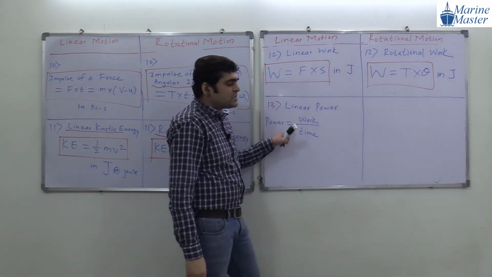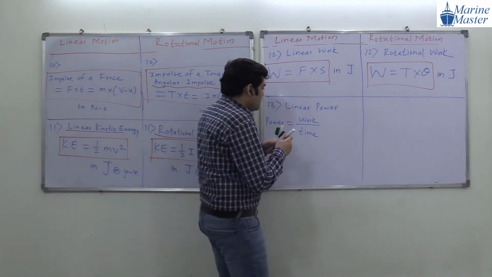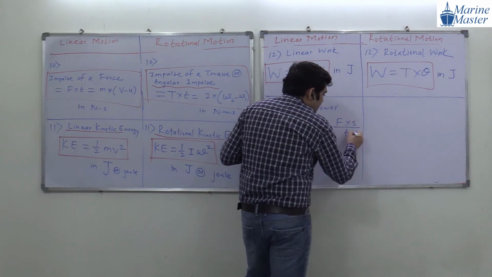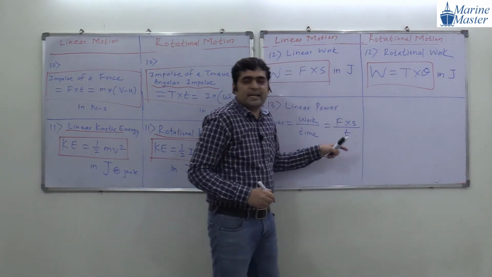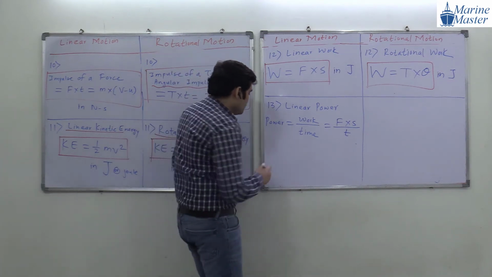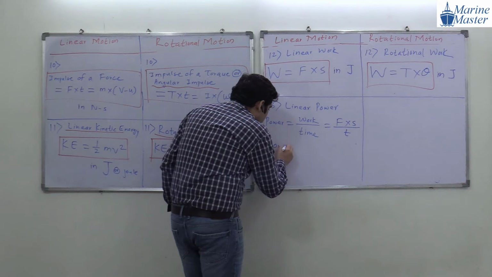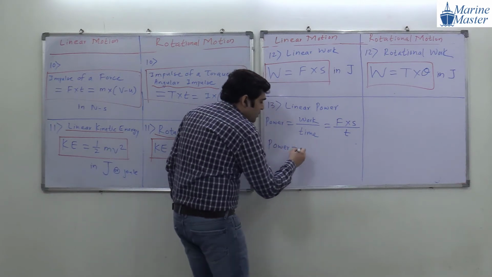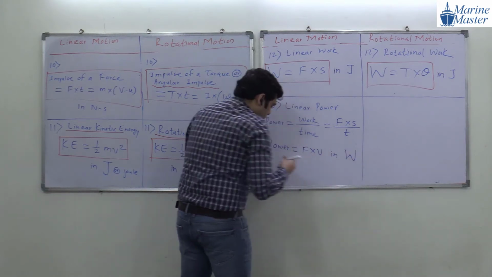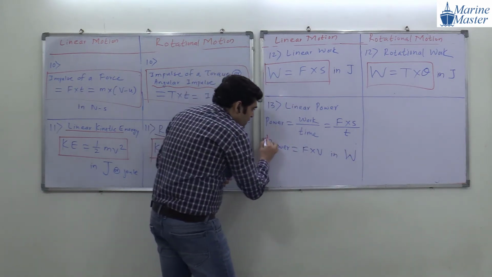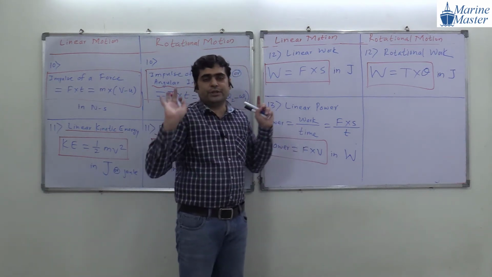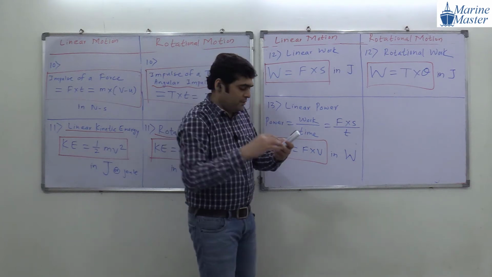Work done per unit time means work by time. Work means force into displacement, divided by time. So what is S by T here, guys? S by T means velocity. So what can we write? Linear power is equal to force into velocity, and the unit is watt. Everyone getting my point? Linear power means force into velocity. Now we will come to rotational power.